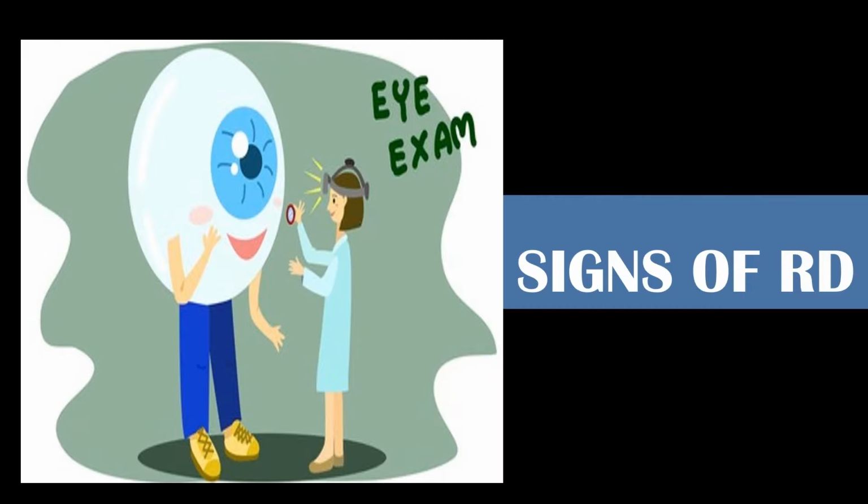All right. Now let us talk about the signs of retinal detachment. When the patient comes to you, he comes with certain complaints like floaters and flashes. Those are known as the symptoms of retinal detachment, whereas the findings that we elicit on our examination are known as the signs of retinal detachment.